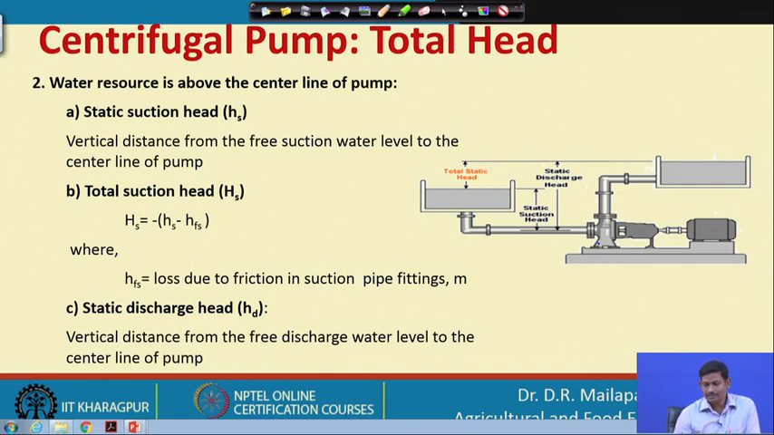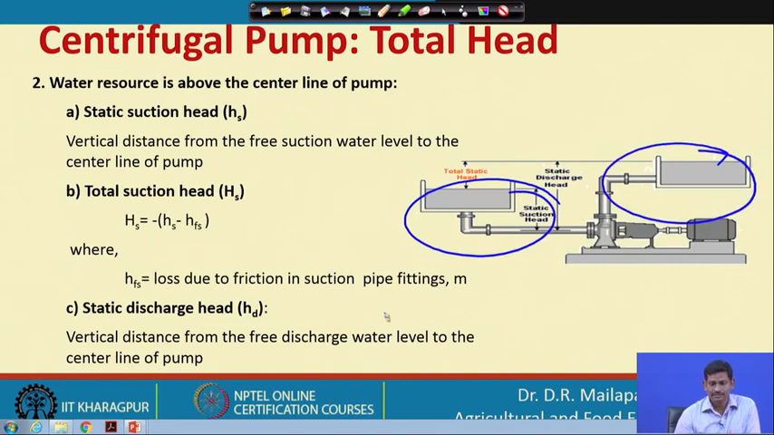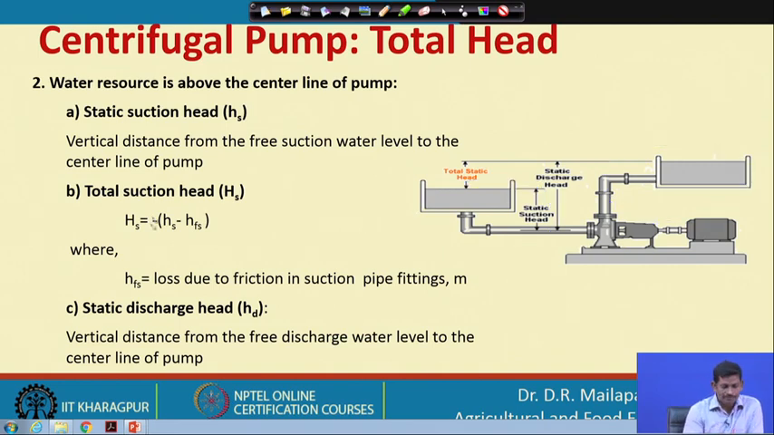In this case also we consider the suction case and the discharge case, both cases. Okay. So, in this case the static suction head, because this is above center line, is the vertical distance between the top of the surface and the center line of the pump, and then total suction head will be Hs minus Hfs.